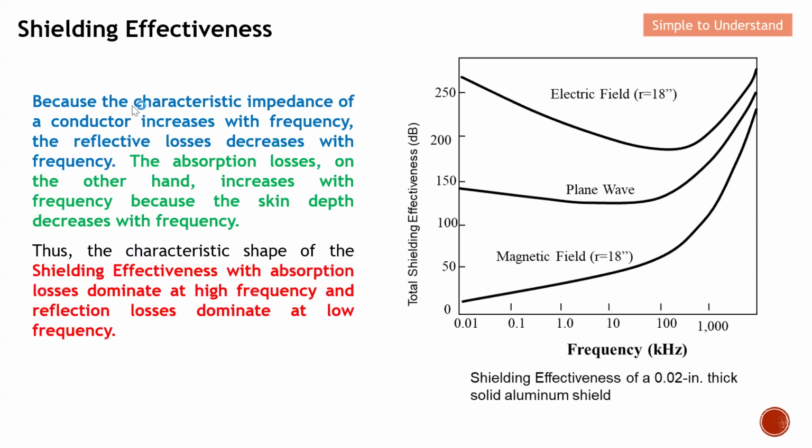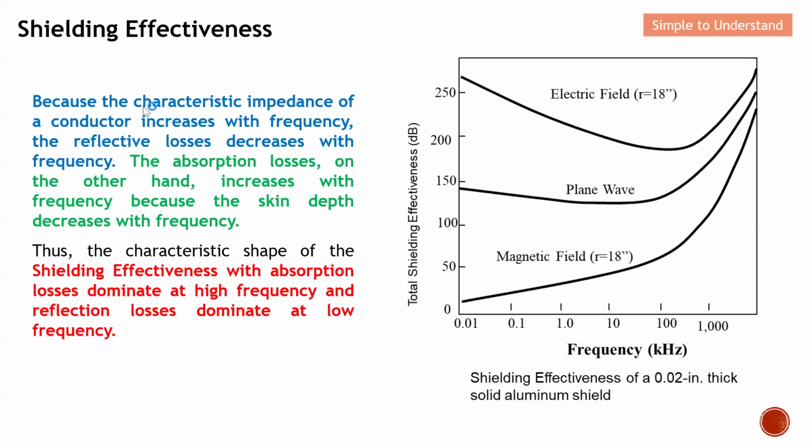Let me draw a conclusion. Because the characteristic impedance of a conductor increases with frequency, the reflection loss decreases with frequency. So from here you can see that at low frequency, it is mainly dominated by reflection. When frequency increases, the reflection decreases. So basically, this is what it means.